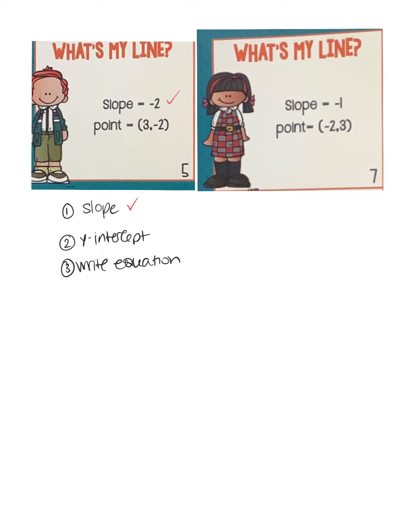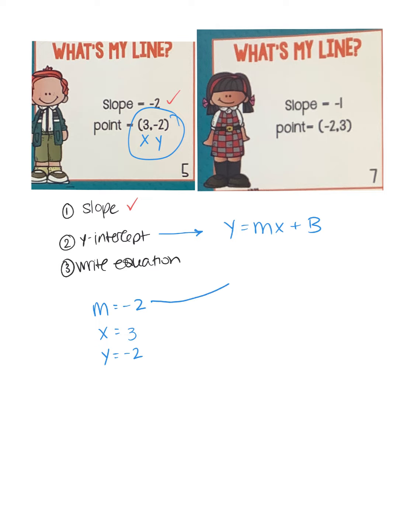We already know the slope is negative 2. We also have a point. They always give you the point in the order of x and y. So I know that my x is 3 and my y is negative 2, right? Because that came from here. What we're going to do to find the y-intercept is use the equation y equals mx plus b, and we're going to substitute these 3 numbers for what we already know in the equation. And the only thing we don't know is the y-intercept. So we're going to use the 3 pieces of information they gave us to find the y-intercept.